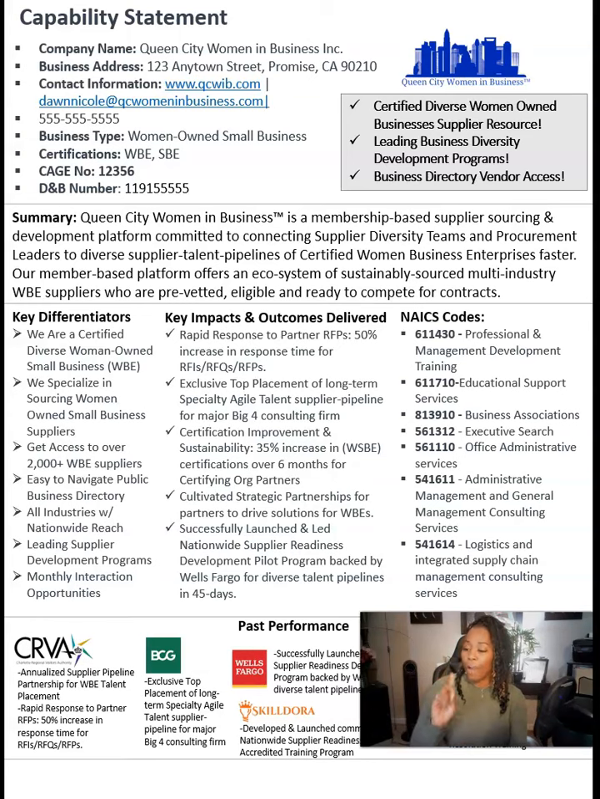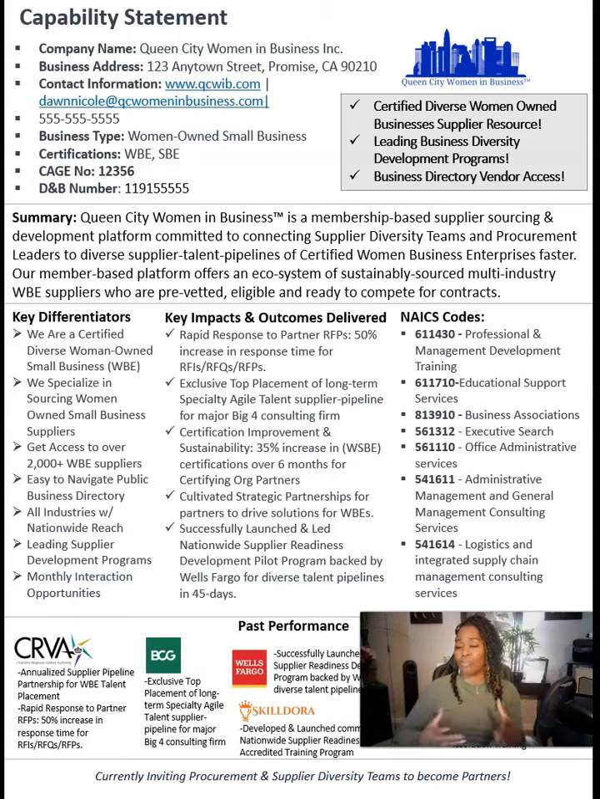All right. Finally, in closing, what we like to do at this point, you've said enough. If they want to do business with you, they certainly have enough data, but we like to do a call to action at the end and say something like this. Hey, we're currently inviting procurement and supplier diversity teams to become partners. And then we close with our information. Contact us at www.qcwib.com. So my friends, this is how you put together a simple, clean, yet highly effective, convincing and compelling capability statement that will get you noticed.